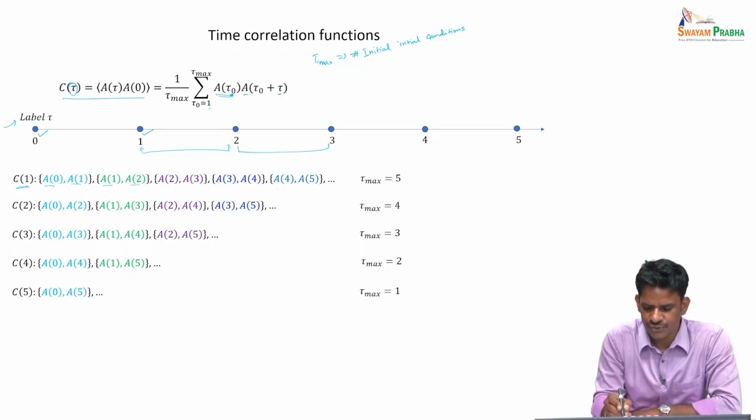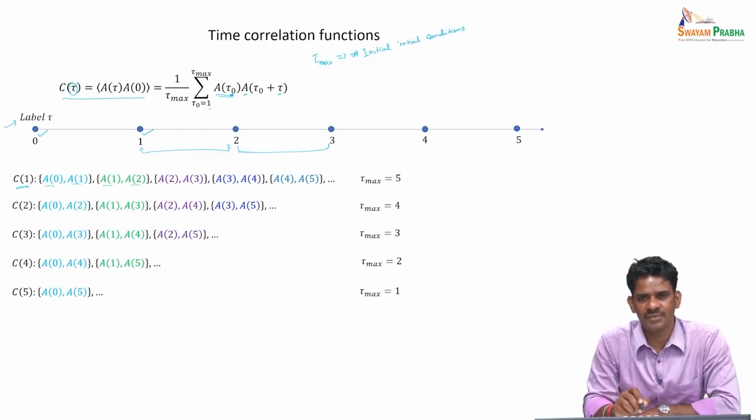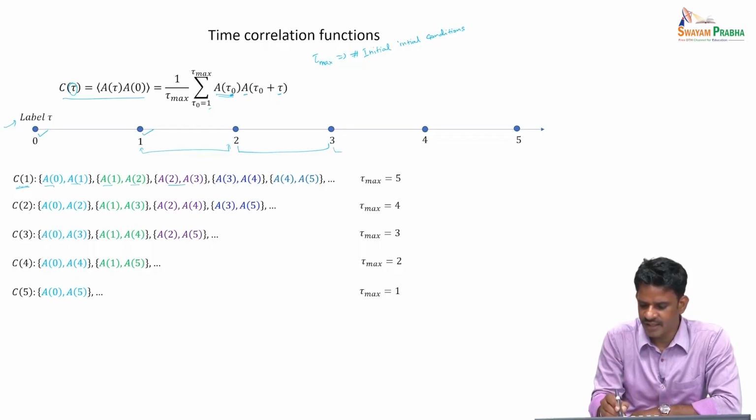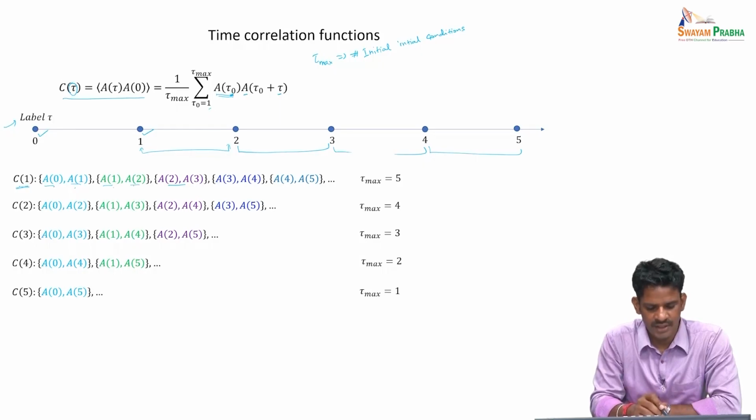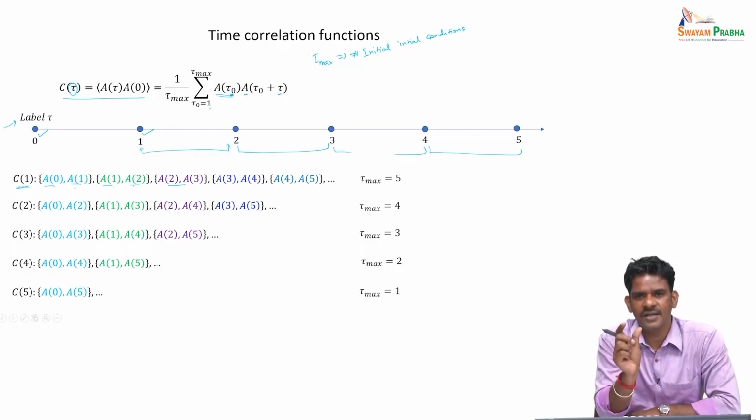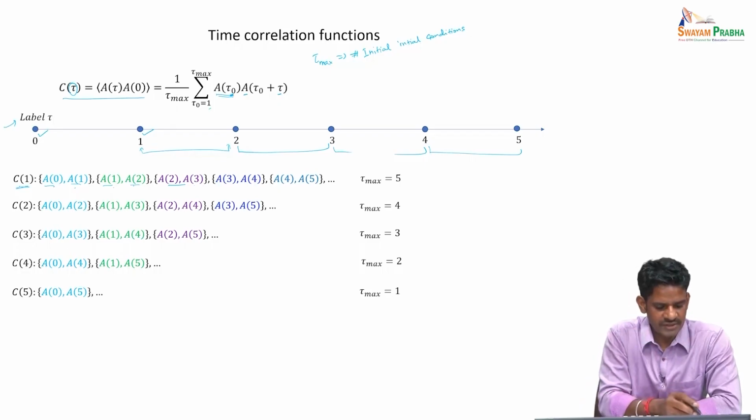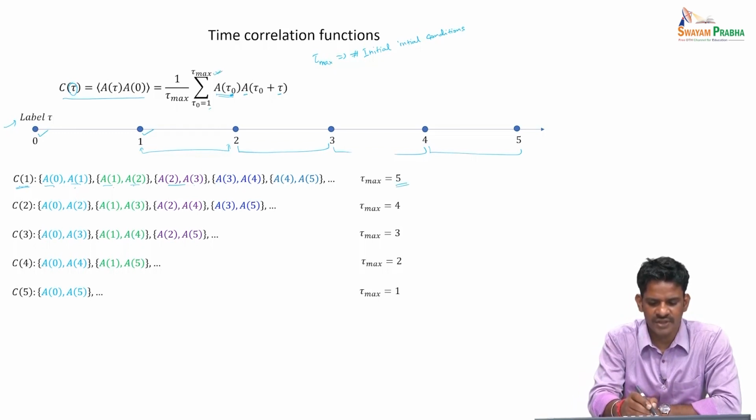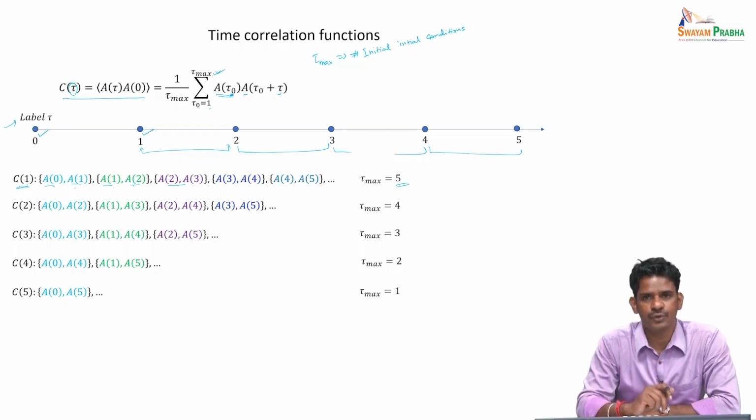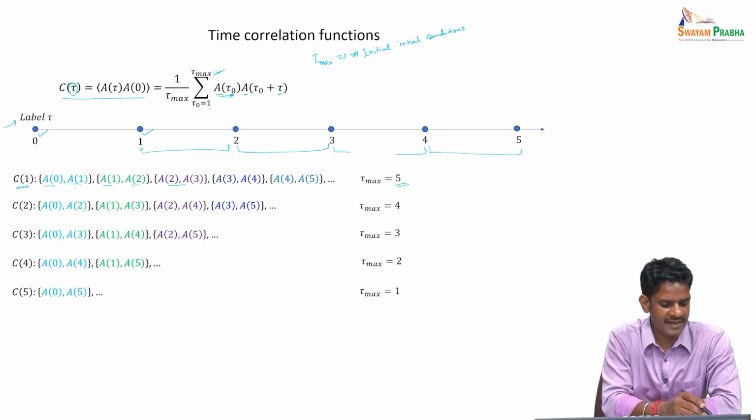Similarly, I can take A2 and A3, and these two data sets are also separated by 1 tau, and consequently I can take A3, A4 and A4, A5 also. So you can see all these pairs, A0, A1, A1, A2, A3, A4 and A4, A5, all correspond to exactly the same delay time of 1 tau. You can see how many pairs there are. In this case, there are 5 pairs, and this is what I was talking about as tau max. So for calculating C of 1, I can take 5 sets of data and average over them. That gives me the calculation of C1.